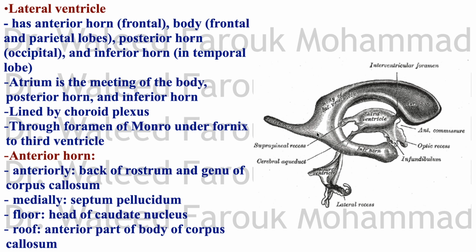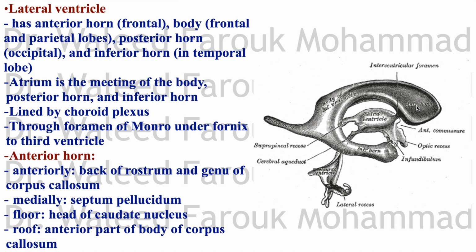This region where the body, the posterior horn, and the inferior horn meet is called the atrium. This is called the atrium. The ventricles are lined by the choroid plexus, and they communicate through the interventricular foramen of Monro beneath the fornix, and at the same time connect both lateral ventricles to the third ventricle, which is the space between the two thalami. Now back to the lateral ventricle.